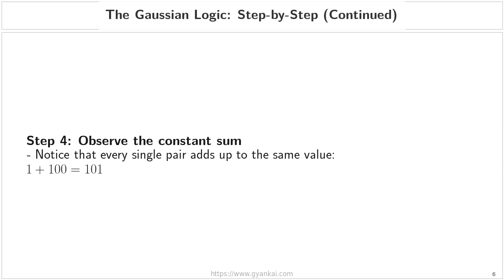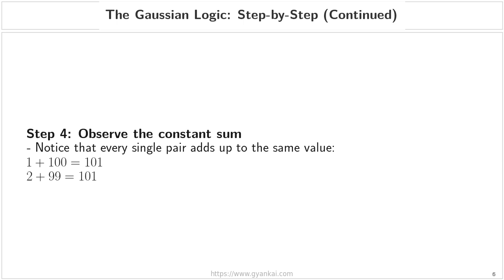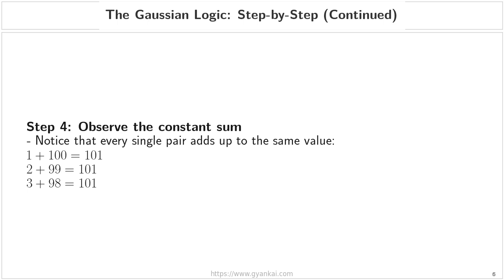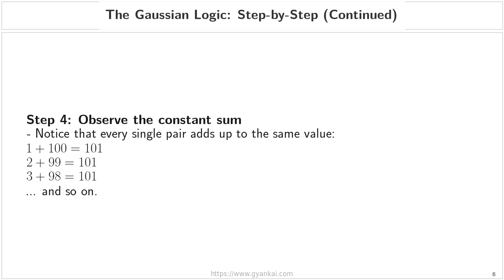For instance, 1 plus 100 equals 101. Similarly, 2 plus 99 equals 101. And 3 plus 98 also equals 101. This pattern continues all the way through the sequence. This consistency is the magic of the Gaussian method, as it shows us that we aren't just adding random numbers, but rather a series of identical sums.